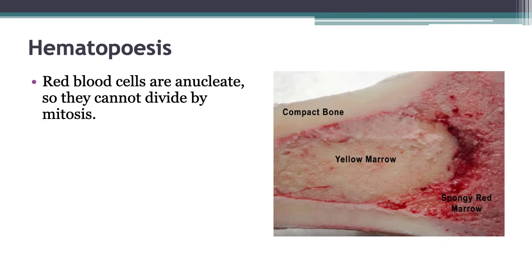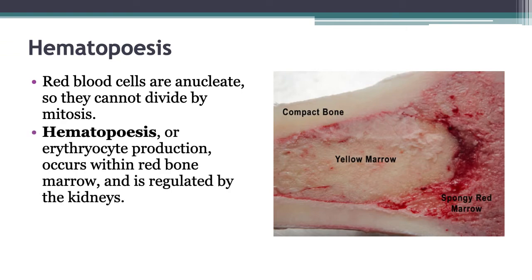All right. So red blood cells are anucleate, so they can't divide by mitosis. So they cannot continue to divide on their own. So erythrocyte production occurs within red bone marrow and is regulated by the kidneys. So we talked about red bone marrow. That's where your red blood cells are going to be produced.